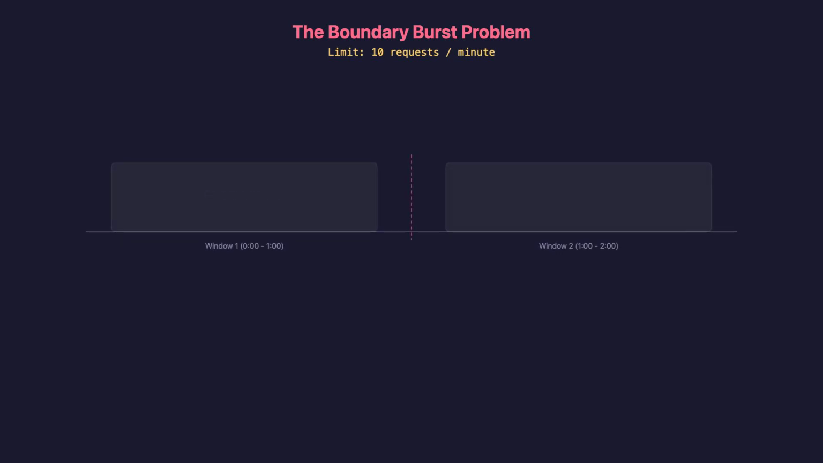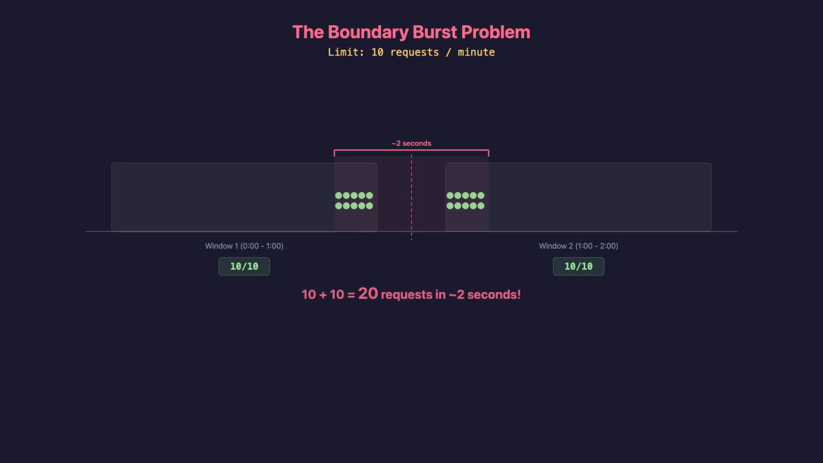Here's the problem with fixed windows. Imagine your limit is 10 requests per minute. A user sends 0 requests for the first 59 seconds. Then, right at the end of the window, they fire off 10 requests. All 10 go through because the counter was at 0. Now the window resets, and immediately they send 10 more requests. These also go through because it's a brand new window with a fresh counter. So in a span of just 2 seconds, straddling the window boundary, 20 requests got through. That's double your intended limit.